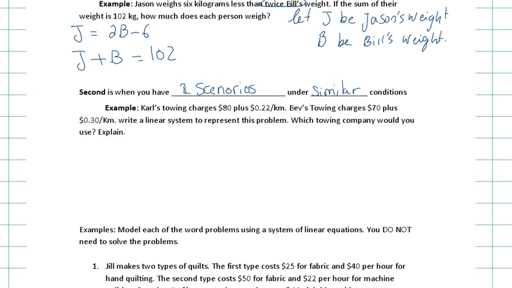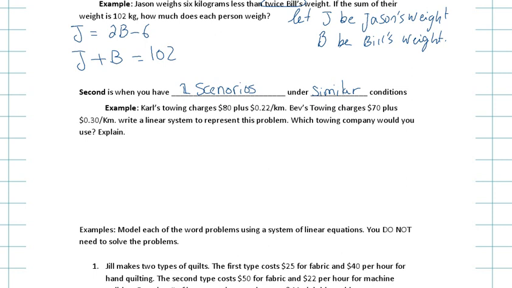Or when you're comparing a rental company to another rental company, right? So you're looking at different scenarios, different companies, but they have the same conditions. You're going to pay a down payment, you're going to pay your initial fee, and then you're going to add, depending on how many kilometers you drive, or how many minutes you talk, or something like that. Okay? So let's read the problem.